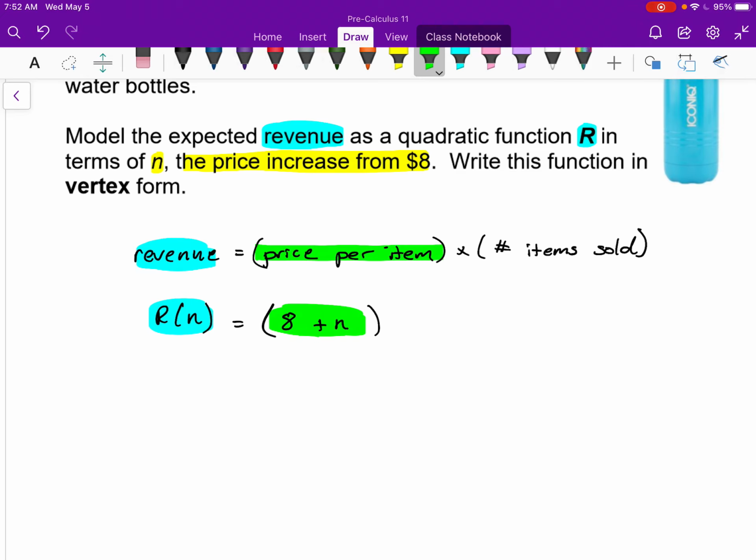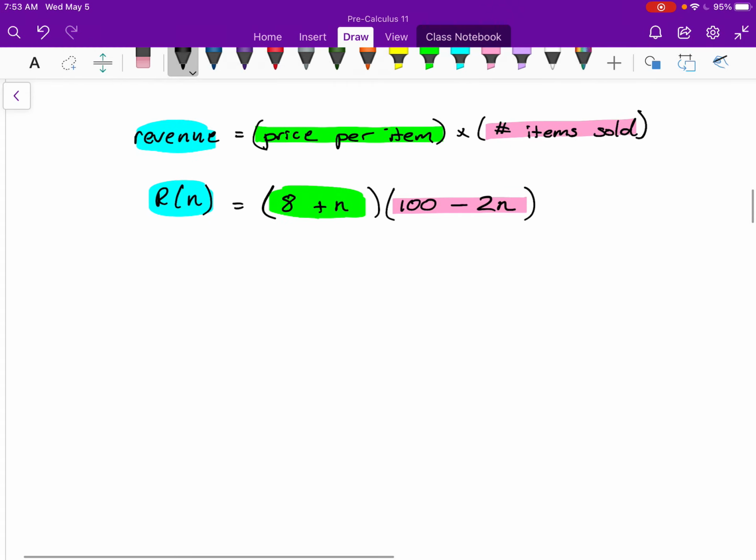And the number of items sold, right now it's 100. But every time we raise the price by $1, we lose 2 sales. That's the prediction. So right now it's 100, but we lose 2 sales for every time we raise the price. And again, n being the price increase from $8, as is highlighted up in yellow up there. What I just did there is, I think, the hardest part of the question. And hence we have an example like this. Now we have a quadratic function that's kind of in a factored form right now. But I said I wanted to write it in vertex form. So how do we write it in vertex form?